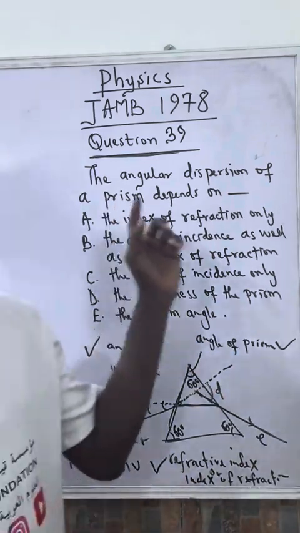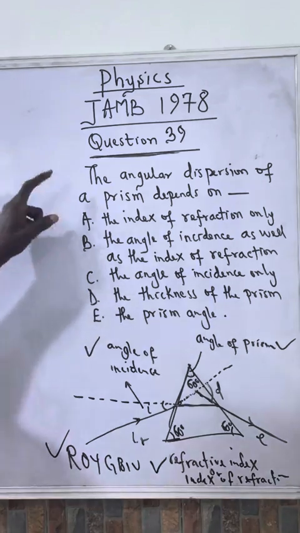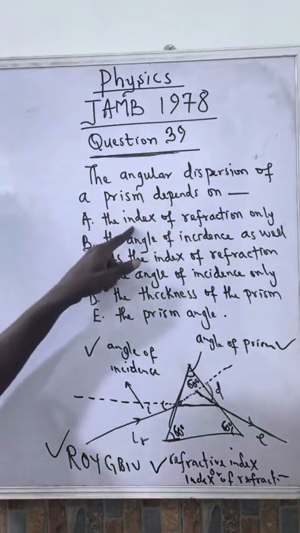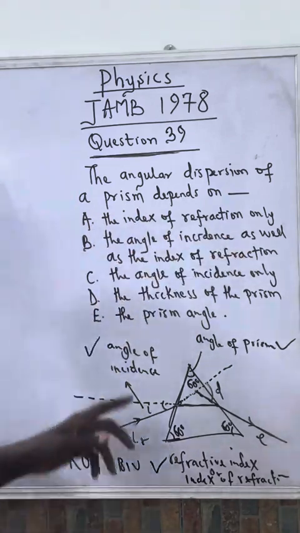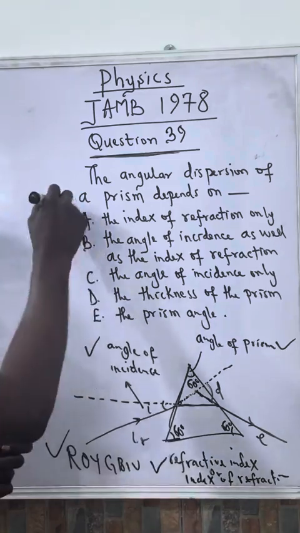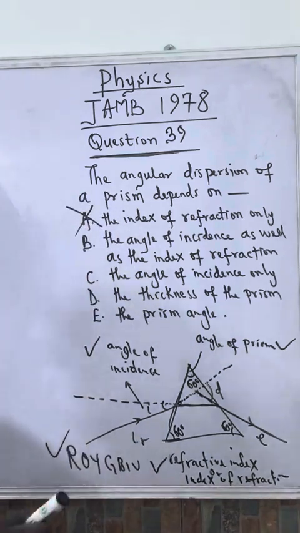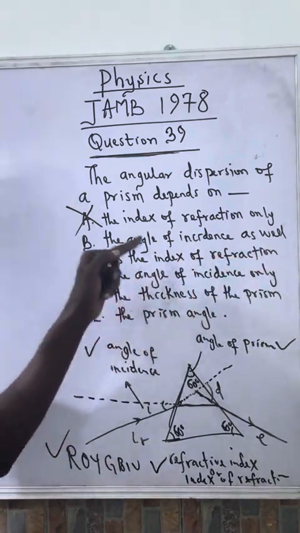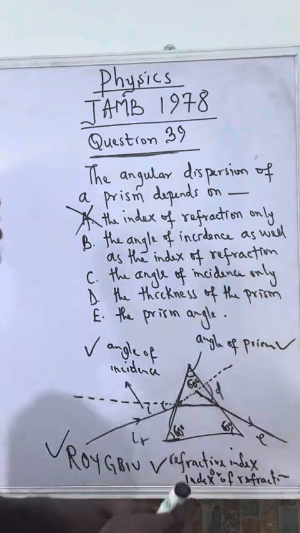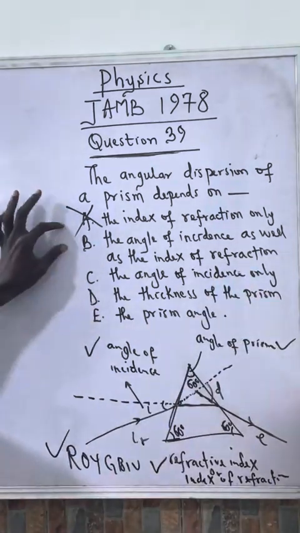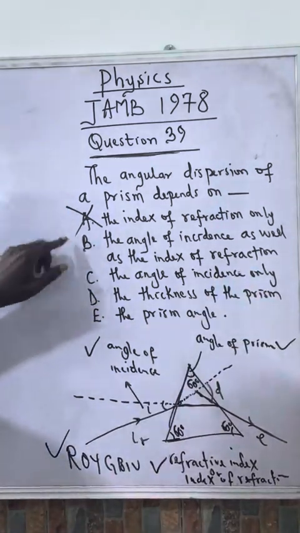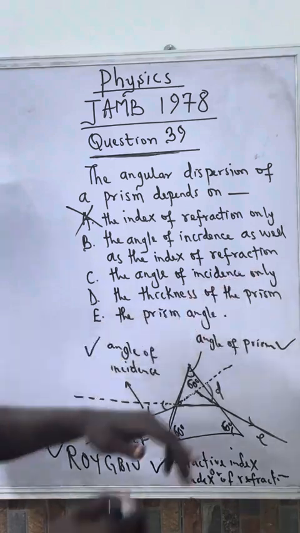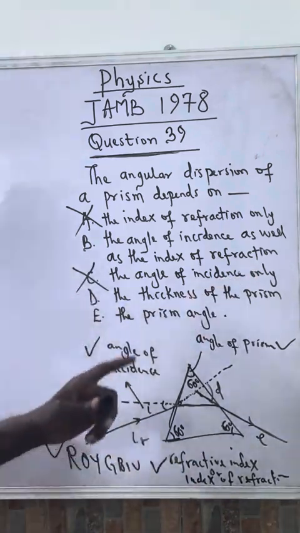If you check the options, if they say the prism depends on the index of refraction only, are we talking about the refractive index only? No. So check option B, the angle of incidence as well as index of refraction. This is making sense, but we can't conclude yet. Let's go for C, the angle of incidence only. This cannot be the answer. It's just part of it.